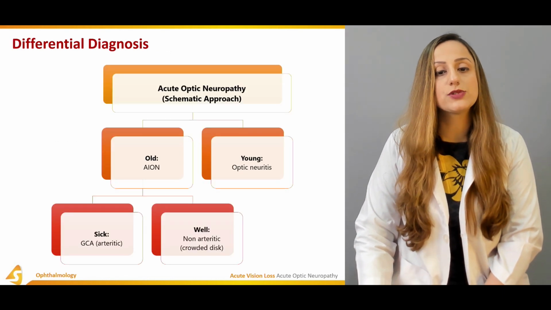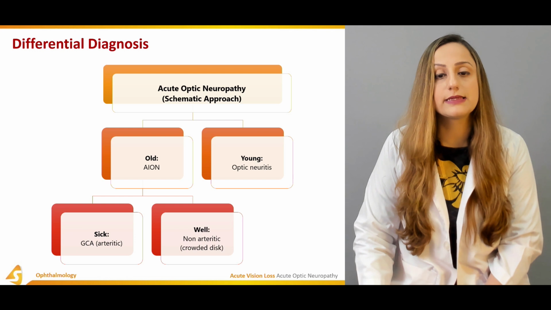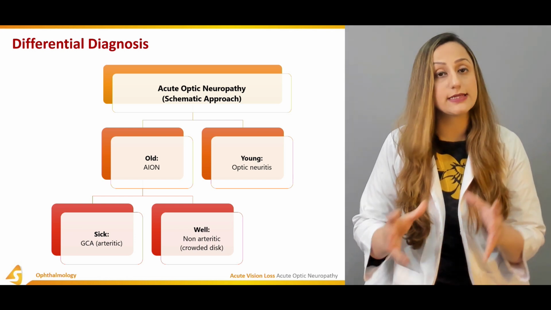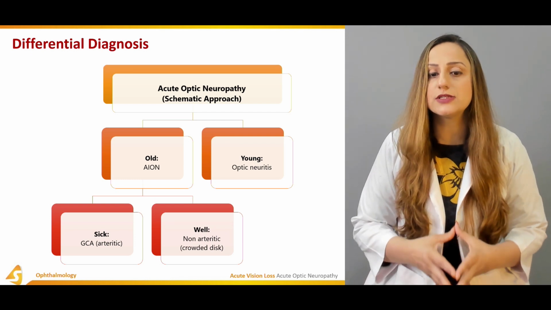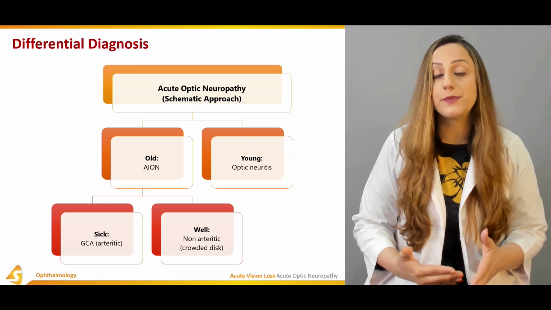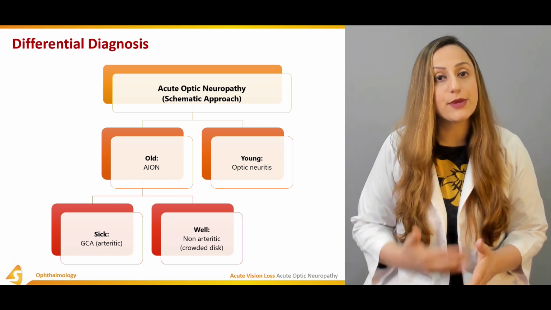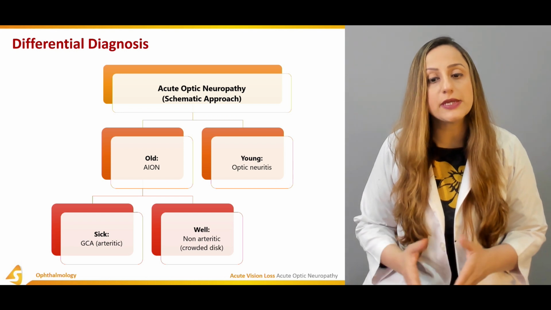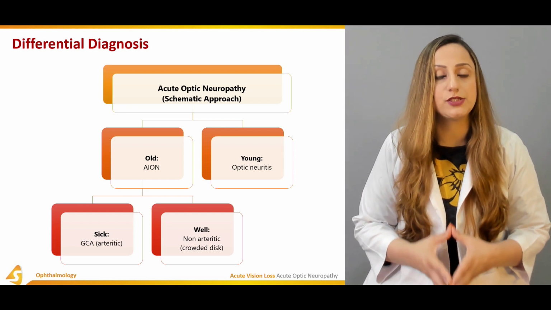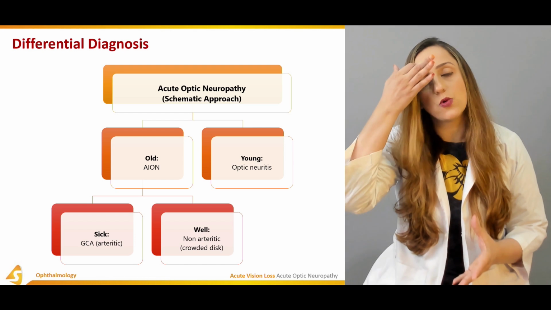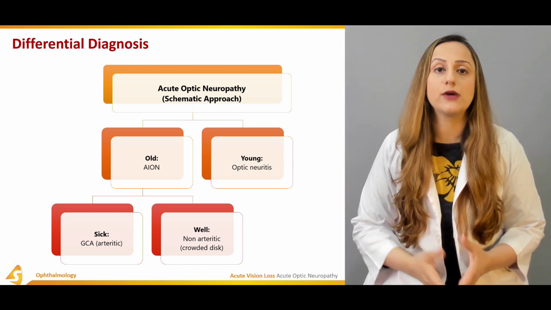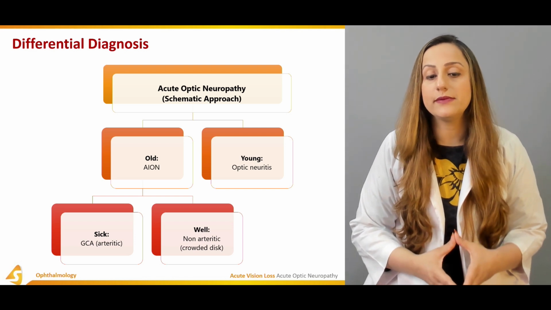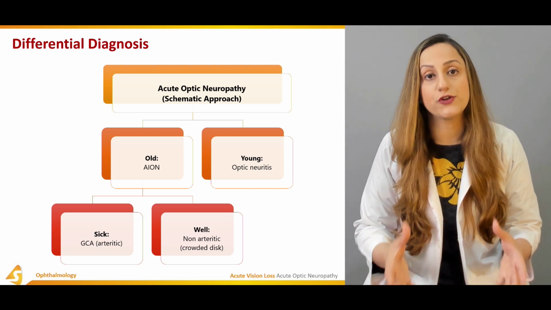The differential diagnosis of the acute optic neuropathy, a schematic approach has to be made for that in the old versus the young patients. In the old patients, you would look at the anterior ischemic optic neuropathies, that is the AIONs, and in the young patients, usually they suffer from the optic neuritis. When we talk about the old patient and particularly the anterior ischemic optic neuropathies, the person can basically be suffering from any sort of an autoimmune disease.